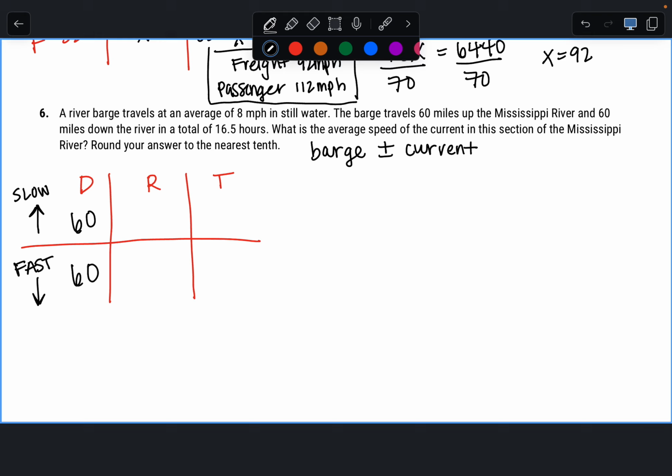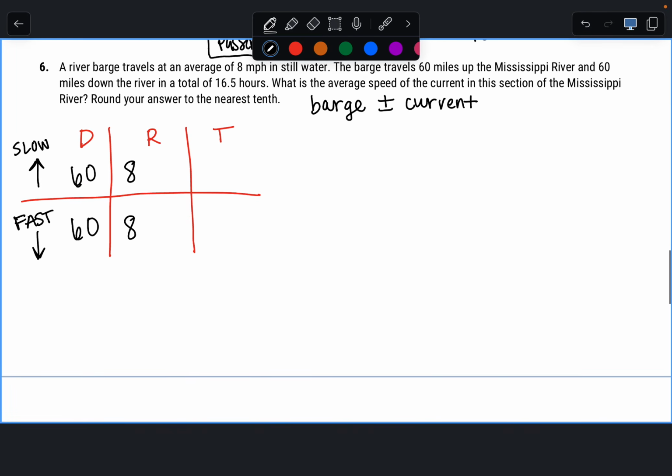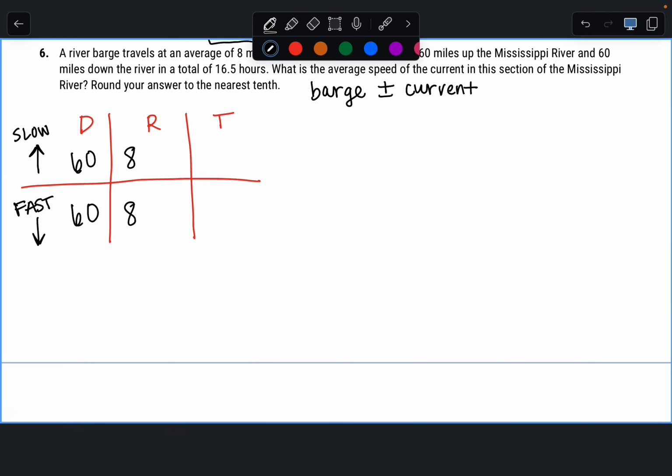The rate, here is where a lot of people will mess up. They will say x plus 8, x minus 8. But remember, the object speed is what goes first. The barge speed is the first thing we're going to write. We're going to write 8 and 8. No matter what, this barge, this boat, is going 8 miles per hour. In this, is it kilometer? No, it's miles. Miles per hour.